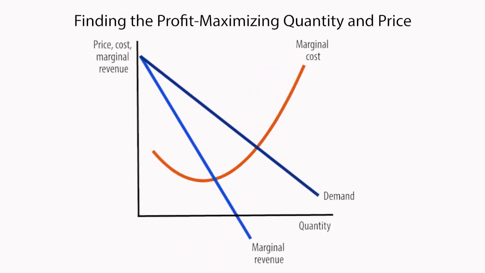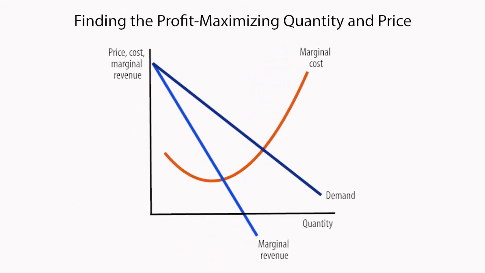We determine the profit-maximizing quantity for the monopolist by locating the point where the marginal cost curve intersects the marginal revenue curve, and then looking down below that point to the quantity axis to find the profit-maximizing quantity. We then look up to the demand curve and left from there to find the profit-maximizing price.